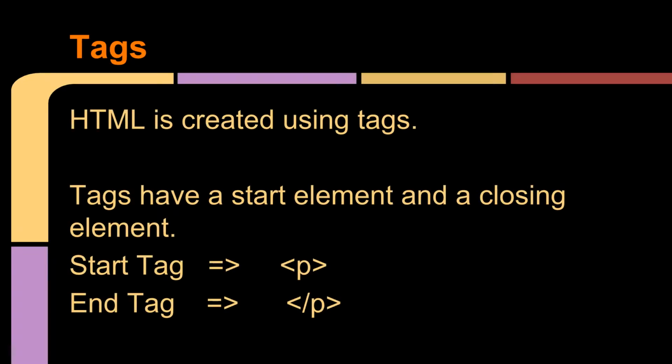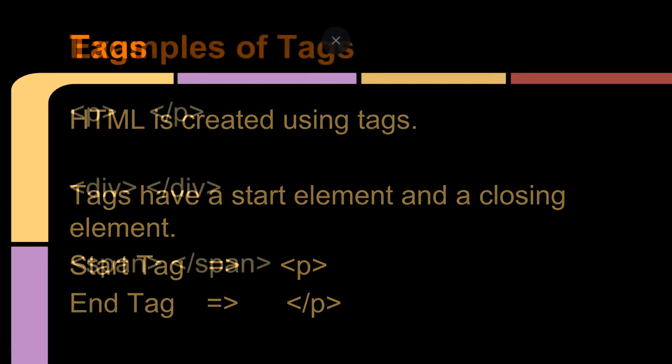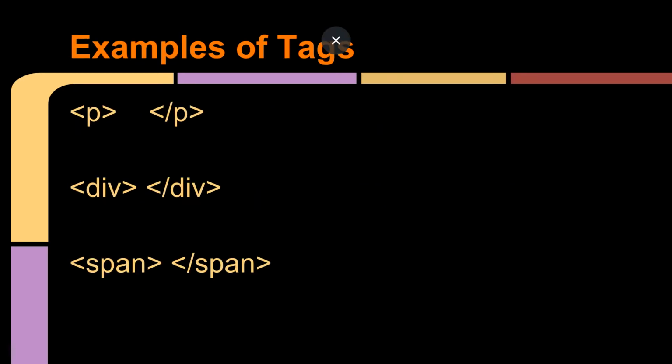The tags have a start element and a closing element. A start element is simply angle brackets around the name of the tag, and the end tag, a closing element, is the same thing but with a / in front of the name. Here's an example of some tags. The top one is a paragraph tag used for creating a block of text. The next one is a div or division used for creating an individual block on a page. And the last one is a span, which is used for creating blocks that sit next to each other on a page.